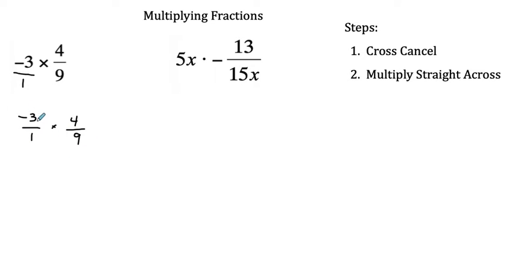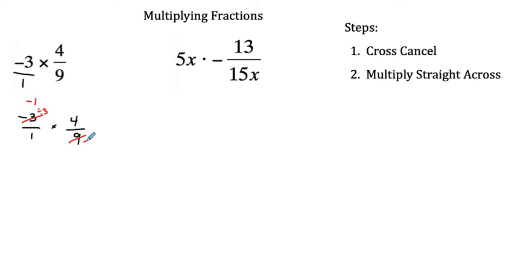So for example, 3 is 3 times 1, and 4 is 2 times 2. And so looking at the bottom, 1 isn't going to simplify anything really, but 9 is 3 times 3. And so there's a factor of 3 here, and there's a factor of 3 up here in the numerator. So I can divide both of these by 3. So -3 divided by 3 is -1. So I'm going to write -1 up there as my result.